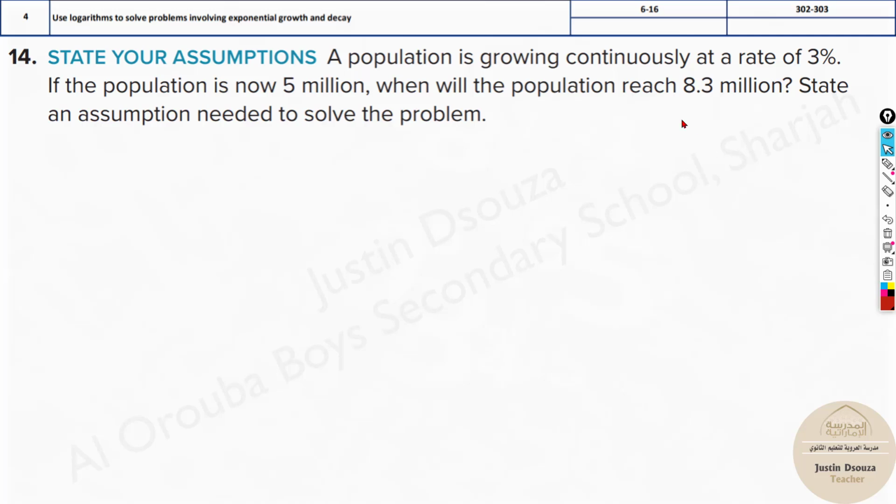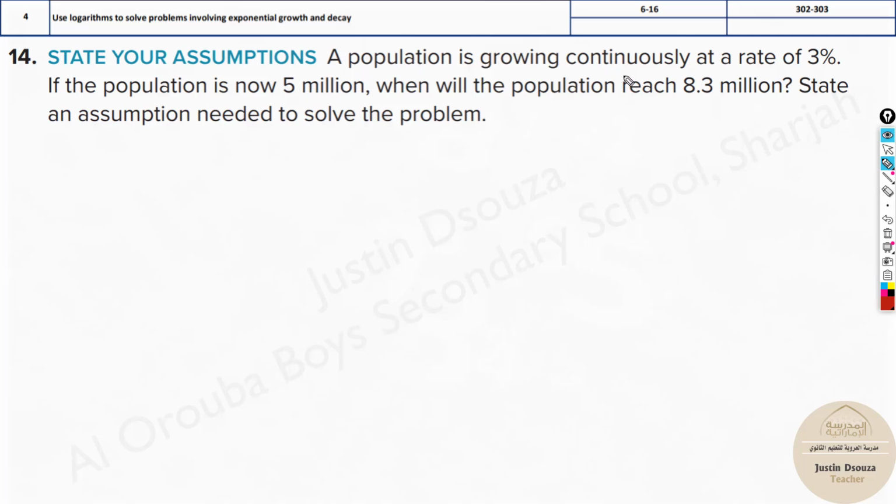If you have watched the previous questions in that video, you will find this very, very easy. Let us solve this out. A population is growing continuously at a rate of 3%. If the population is now 5 million, when will the population reach 8.3 million? State an assumption needed to solve the problem. Now, what is the assumption? Let's do this part first.